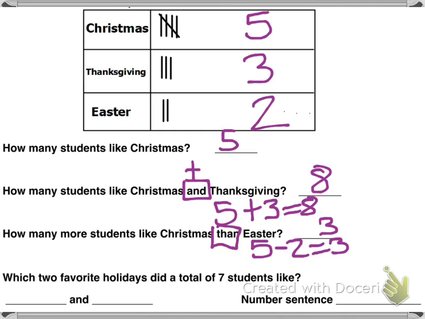The next question says, which 2 favorite holidays did a total of 7 students like? So you have to look at the 5, the 3, and the 2 and ask, what 2 numbers can I add together to make 7? I know that 5 plus 2 equals 7. And you have to write those holidays in the blanks too. So you're going to say Christmas and Easter.